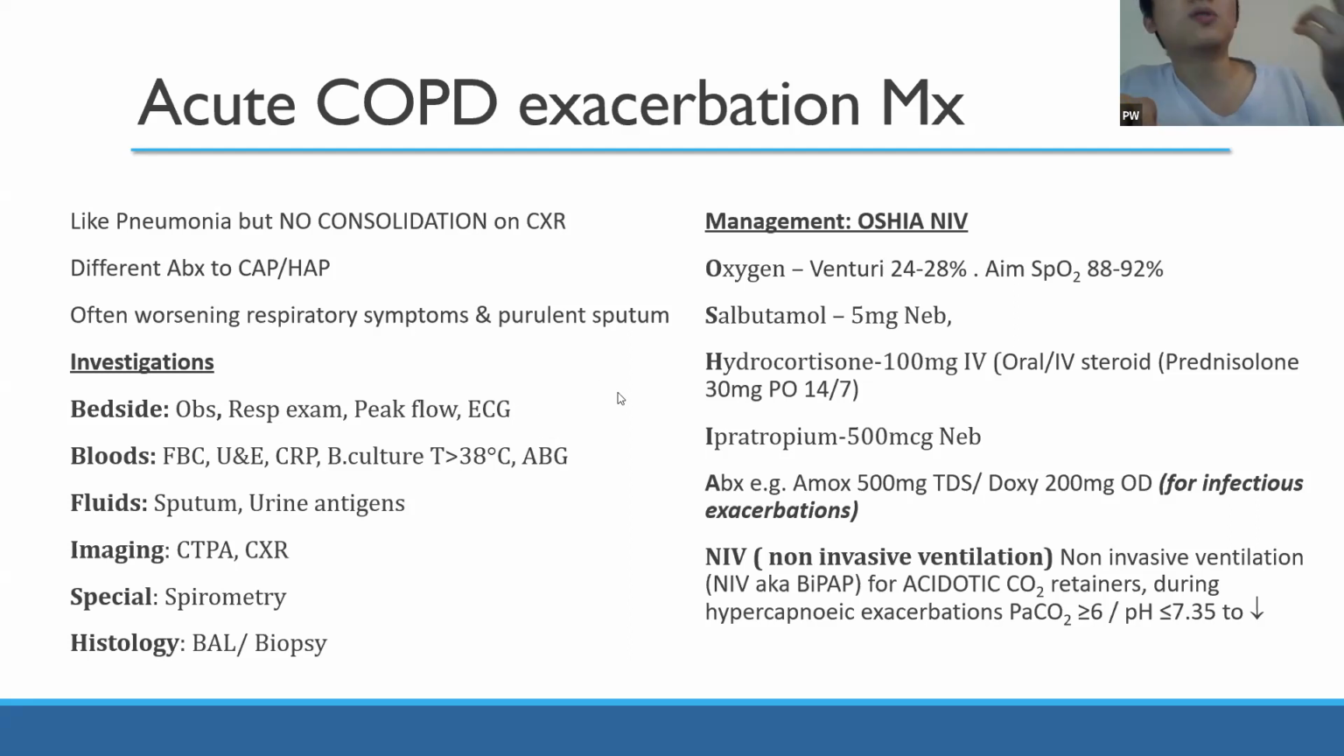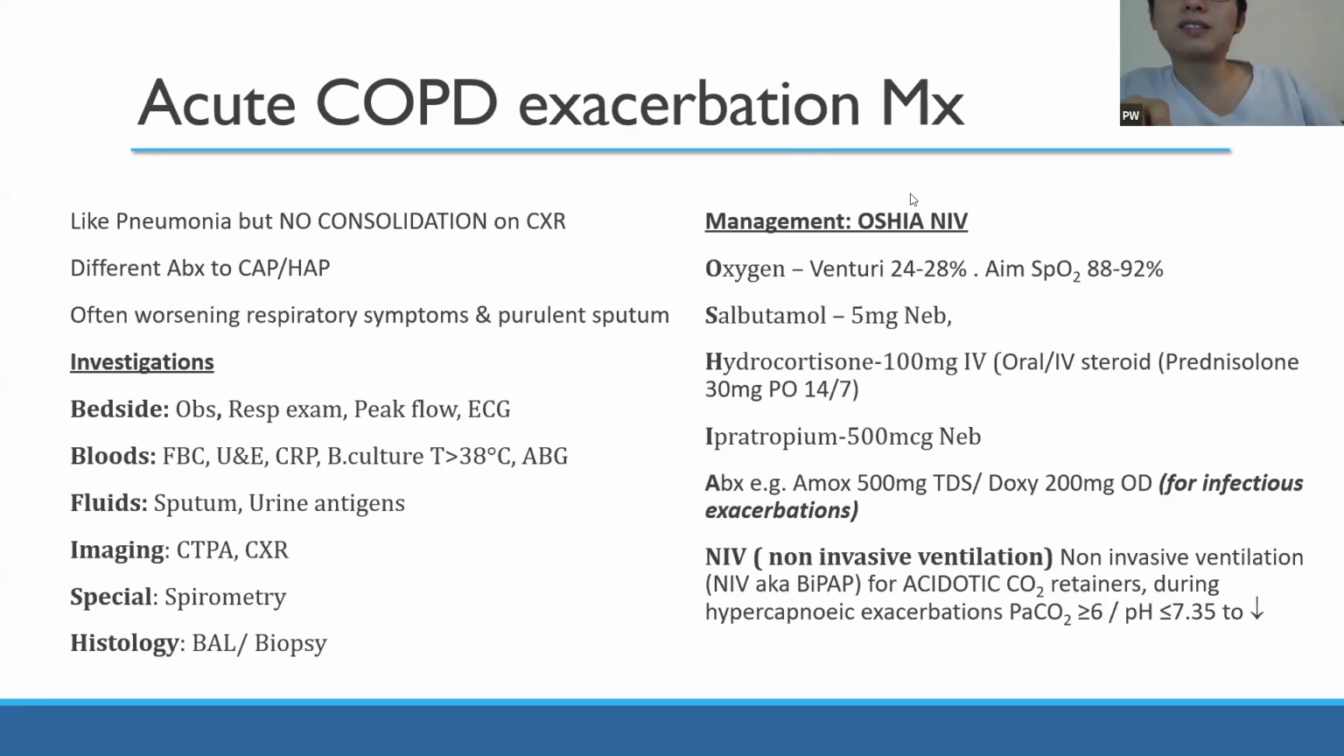You might want to get some urine antigens if you think this is an infective cause. You want to get your imaging, which is going to be a chest x-ray. And generally, you're not going to go for your spirometry or your histology or your biopsy. But now, I'm going to talk a little bit about management for these guys.